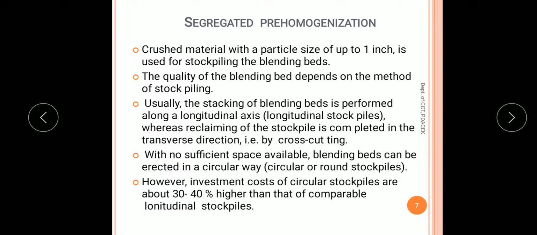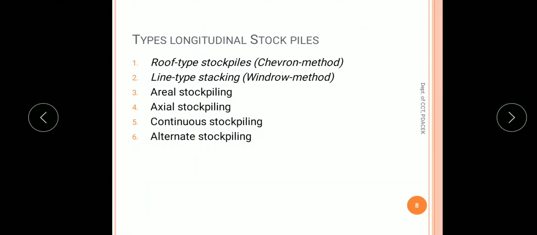Again there is one more type of stockpiling. One is longitudinal axis and another will be circular or round stockpiles. However, the investment in a circular stockpile will be 30 to 40% higher than a longitudinal axis. So you will see these two types of stockpiling, longitudinal and circular. In longitudinal you have six types, and the most used one is the chevron method. Okay, we will see one by one.